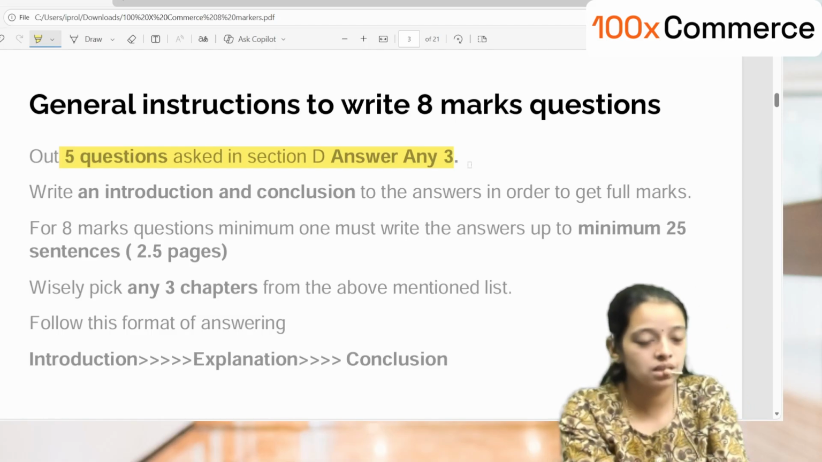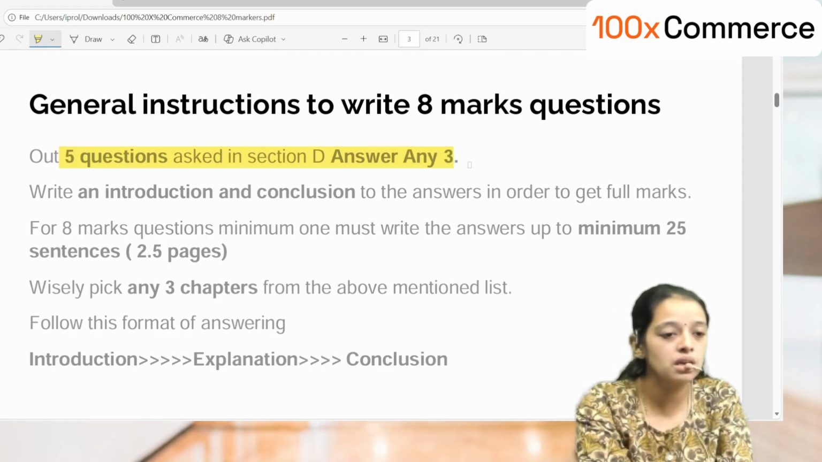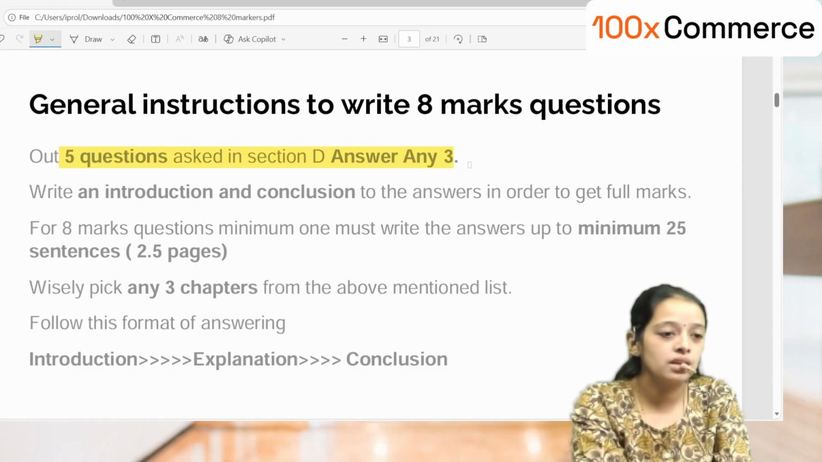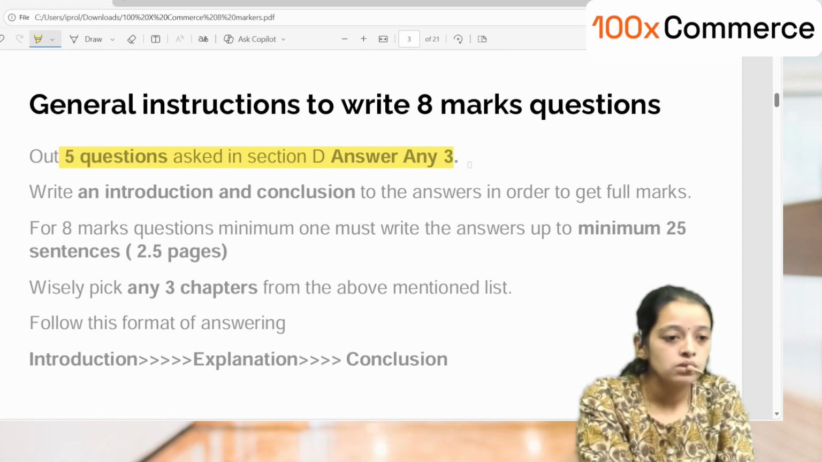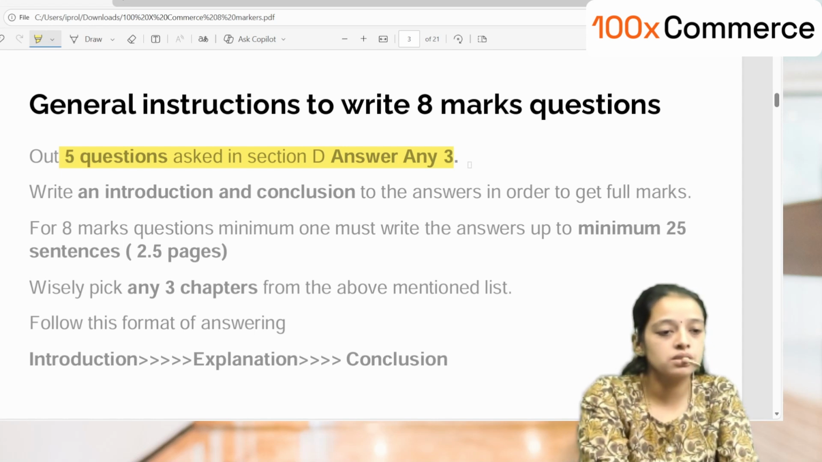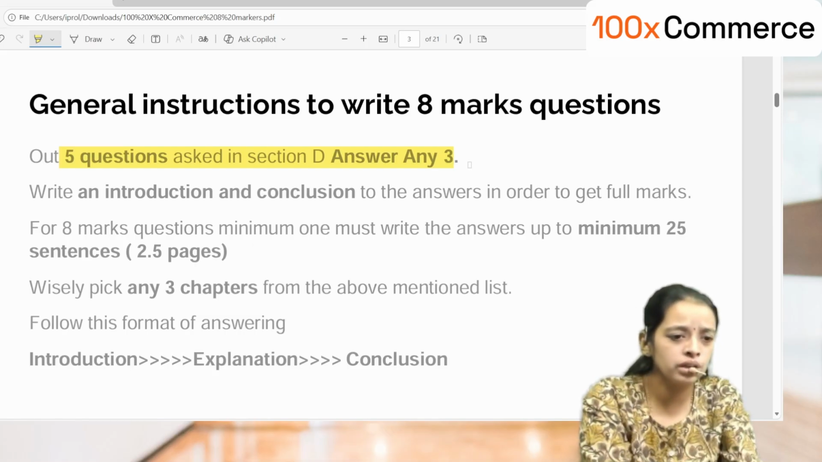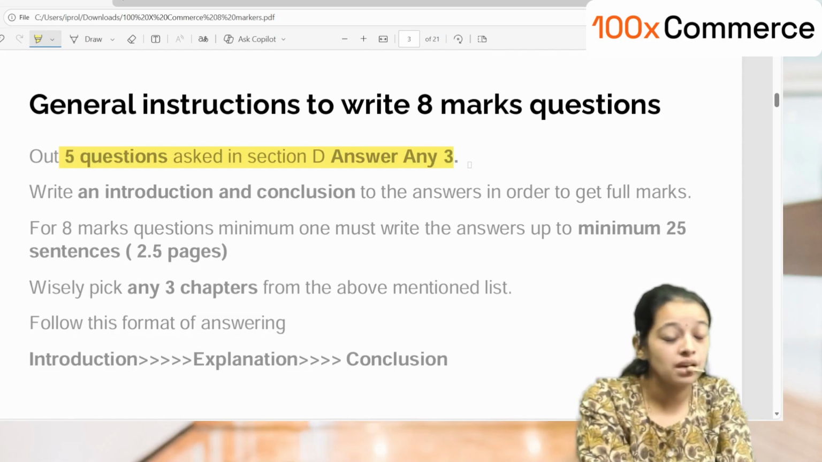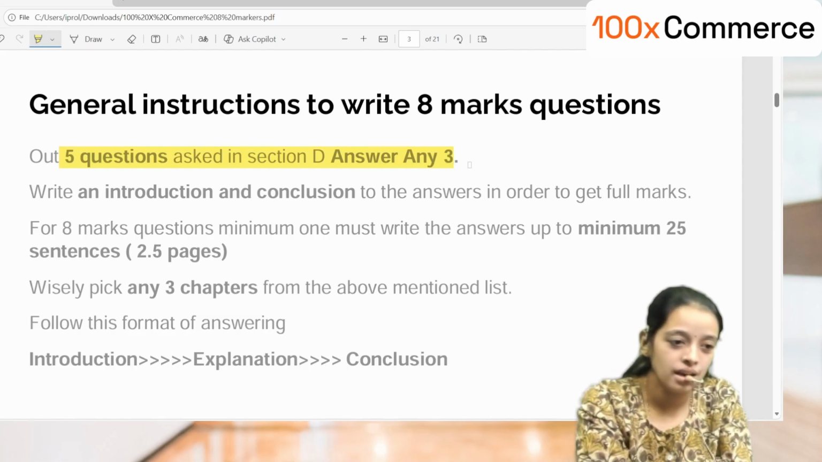As I told you, you can pick any 3 chapters from the above mentioned list: Nature and Significance of Management, Organizing, Staffing, Directing, and Marketing Management. Out of these 5 chapters, you can pick only 3, be perfect with only those questions, and prepare yourself to face the board exams and even your upcoming preparatory exams.